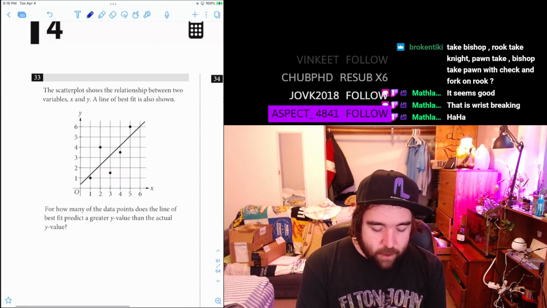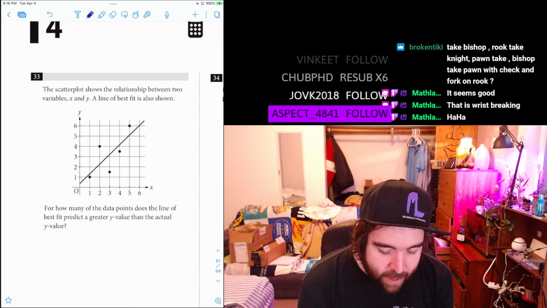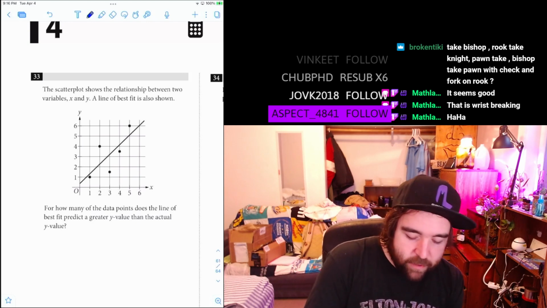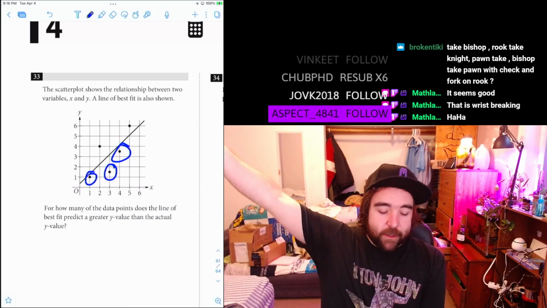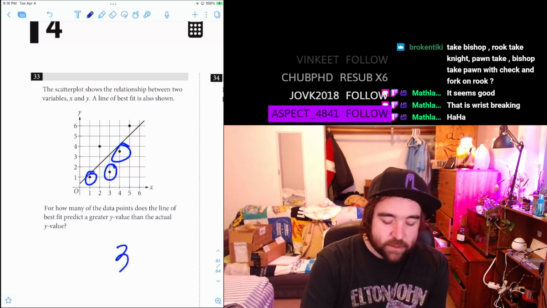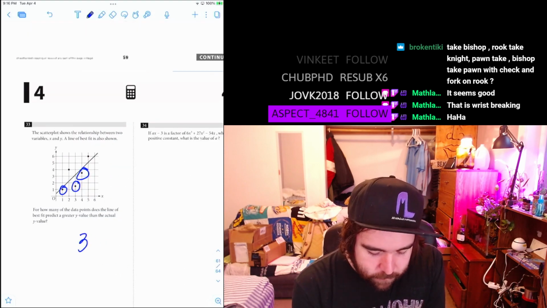All right, so this scatter plot: for how many of the data points does the line of best fit predict a greater Y value than the actual Y value? We had one just like this before. These are our actual Y values. The line is the predicted Y values. So it looks like for 3 of them, the line is greater than the point.